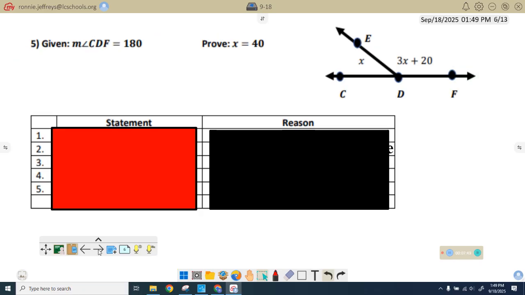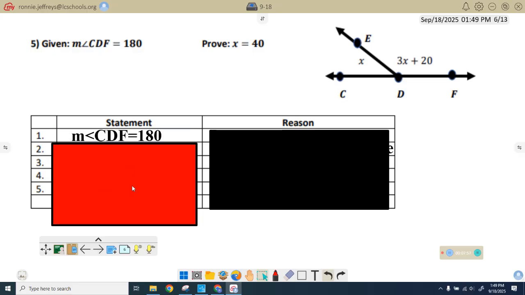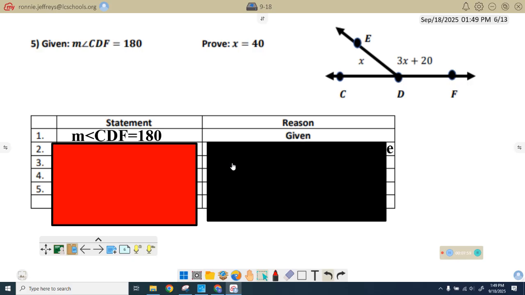Alright, number 5. Measure of angle CDF is 180. That's what you should have right here because it's given.